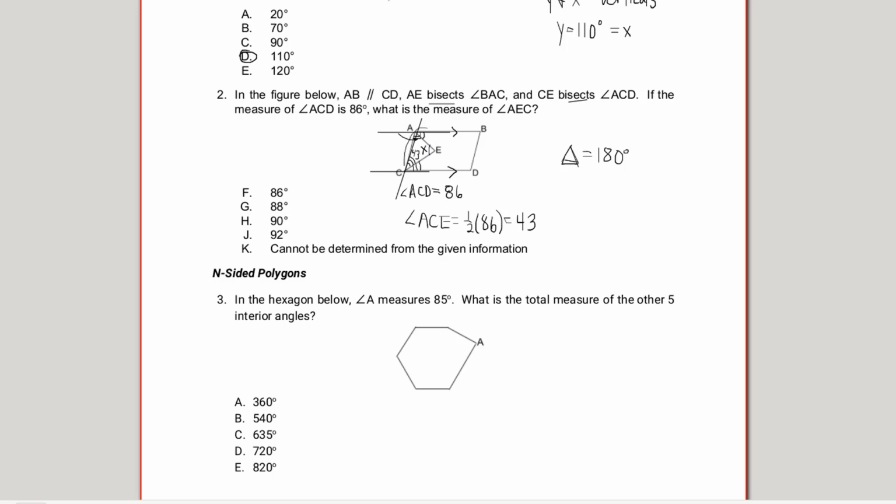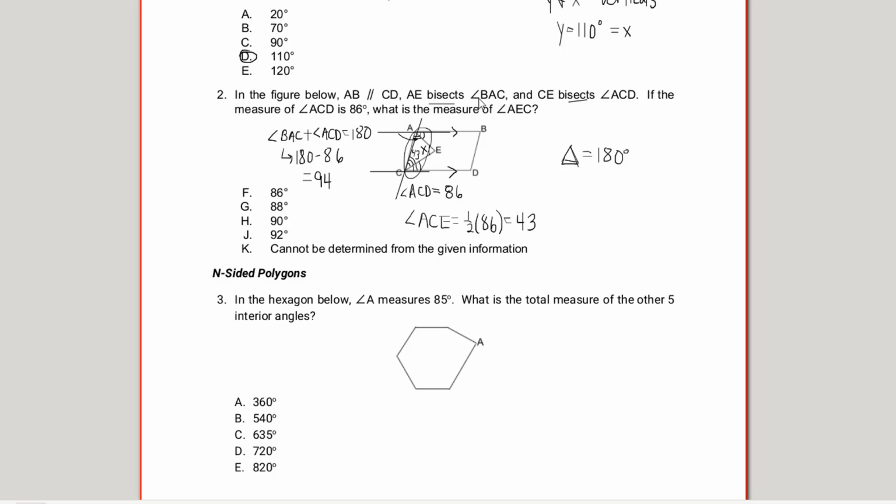We know that these 2 angles add up to 180. We can take angle BAC plus angle ACD, those equal 180. And we were told that ACD is equal to 86, so this angle is going to equal 180 minus 86. That gives us the angle measure of 94 for BAC.